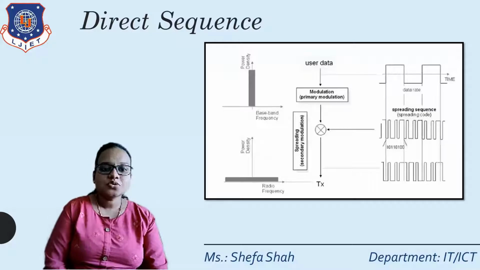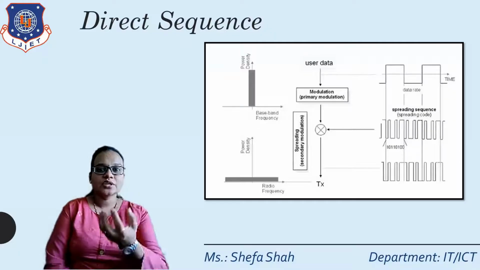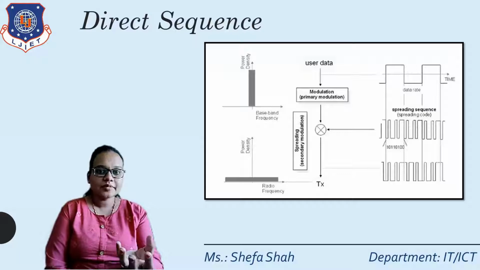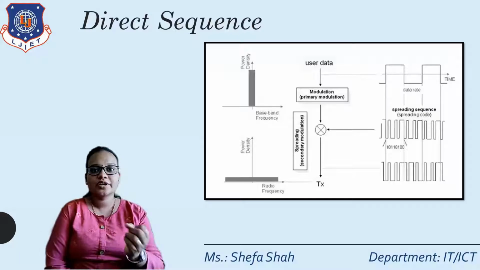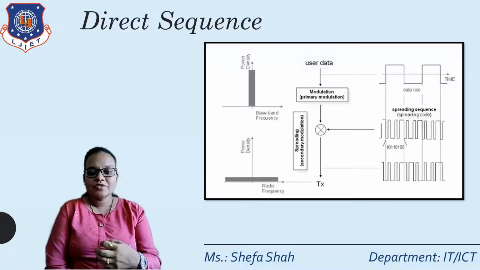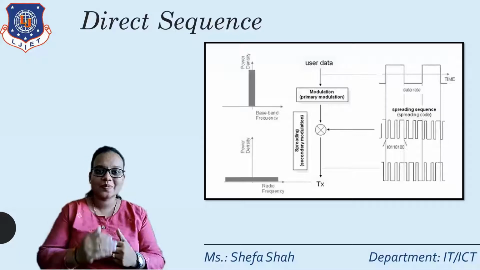As you can see in the figure, this is the transmitting side of direct sequence. The user data will be in terms of codes. If we want to transmit the data at a high frequency, we need to modulate the signals, that is our voice and data signals, using some modulation scheme. So the modulation will occur, and after this modulation, we do a secondary modulation, which is nothing but the spreading of the signals.